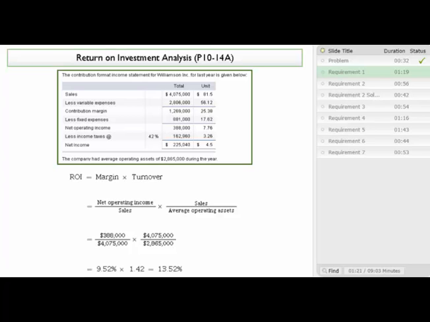Then we multiply it by turnover, and we get turnover by taking sales of $4,075,000 and dividing it by average operating assets, which is given in the last sentence of the information, of $2,865,000. That gives us turnover of 1.42, and when we multiply the 9.52% margin by the 1.42 turnover, we calculate ROI of 13.52%.